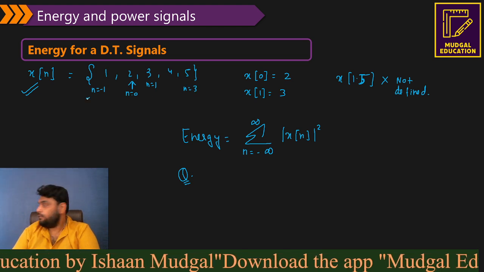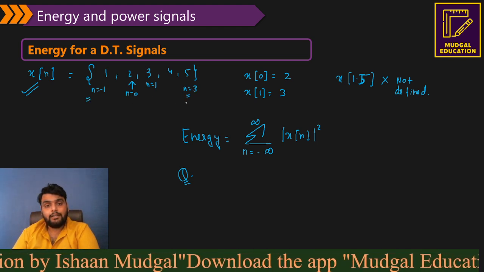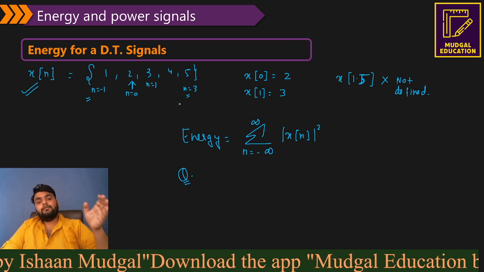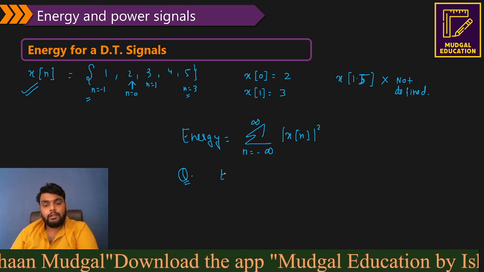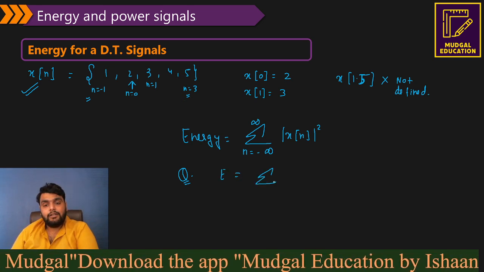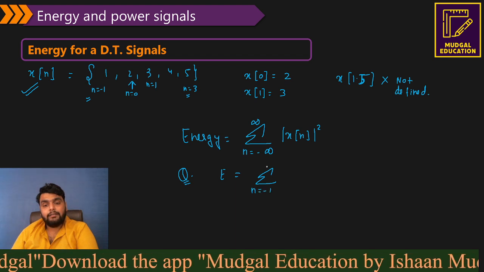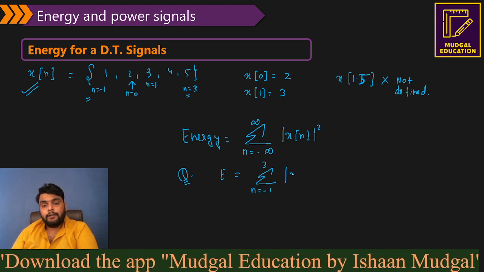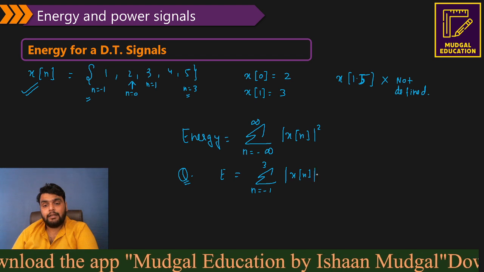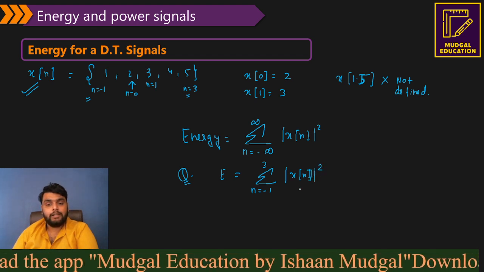The signal is from n equal to minus 1 to n equal to 3, right? So if the signal is from n equal to minus 1 to n equal to 3, I can also write down energy is equal to the summation from n equal to minus 1 to 3 of x[n] whole square, like this.